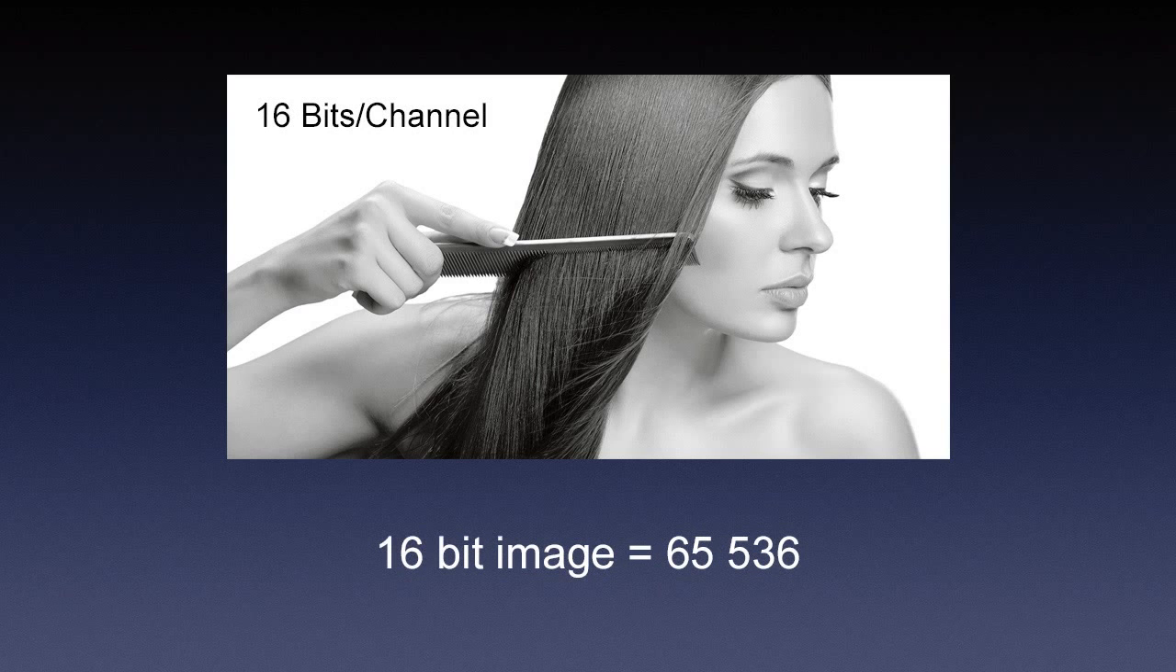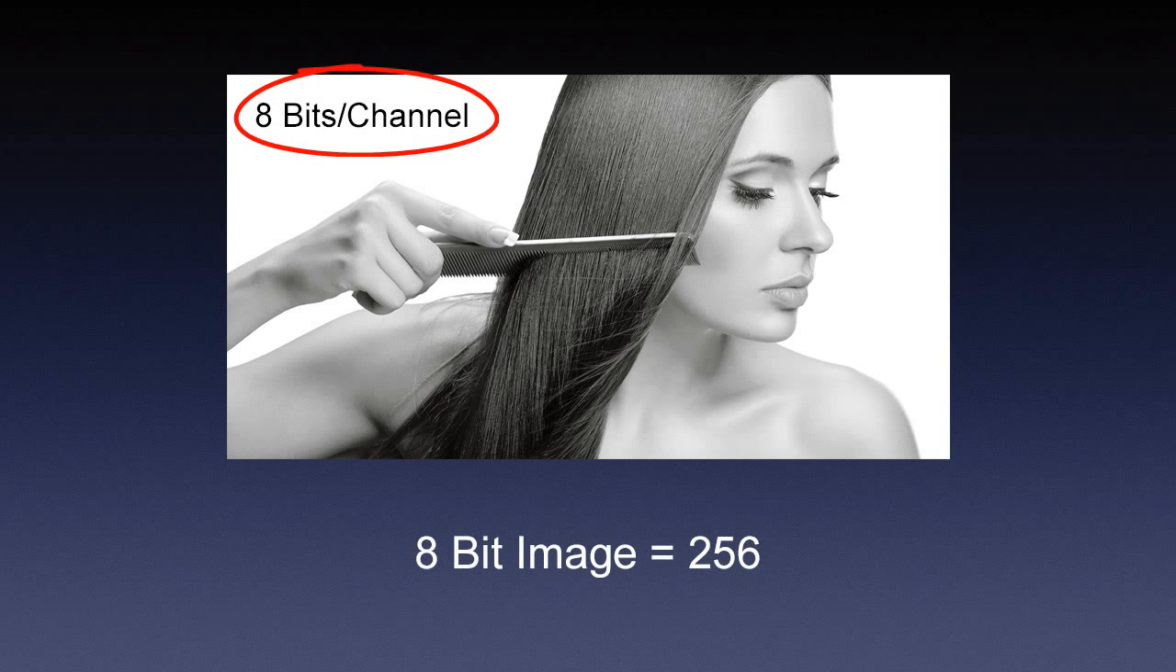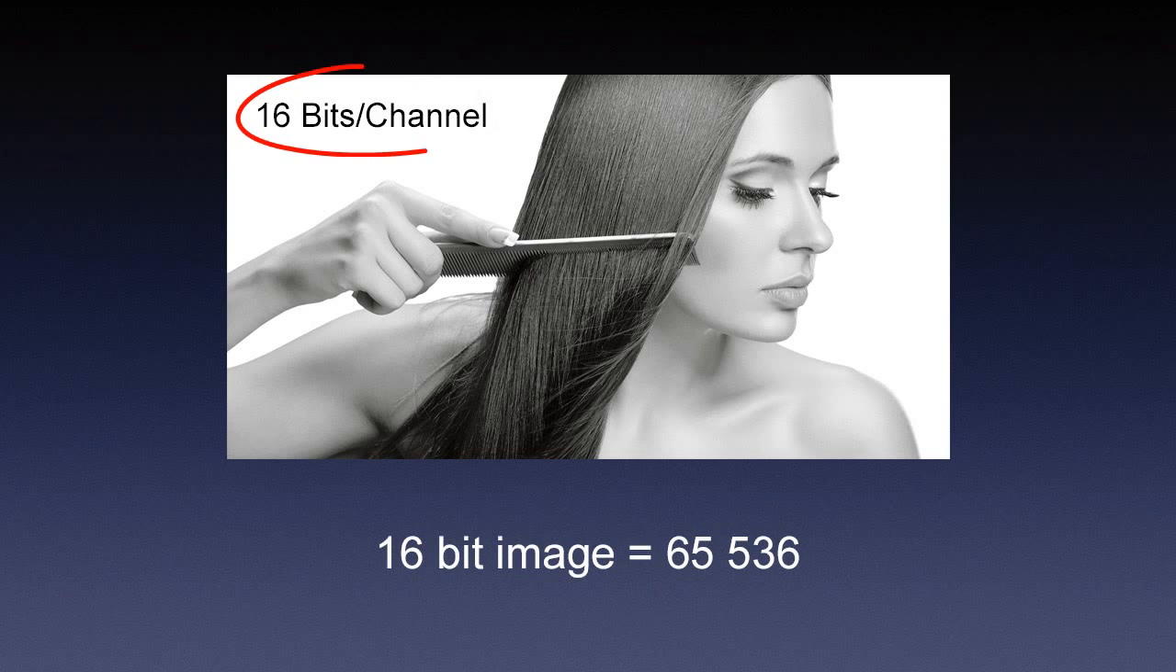So if you want to represent the same image we see here, but this time in 16 bits per channel mode, you don't get twice as many colors. Remember, in 8 bits per channel mode you have 1 channel, that's 256. In 16 bits per channel you still have that 1 channel, but this time it's 65,536. Why is that? Well, that's because 2 to the power of 16 gives you that number.